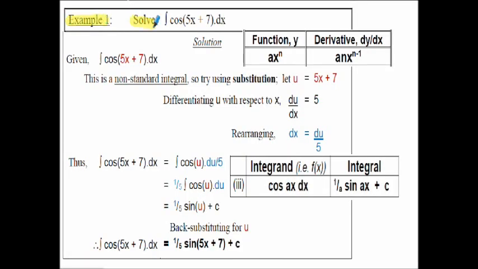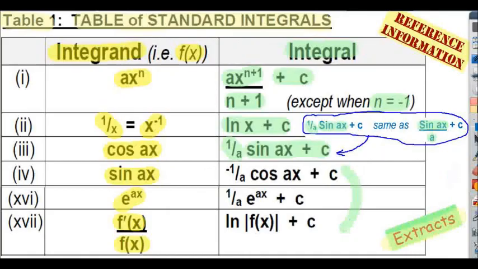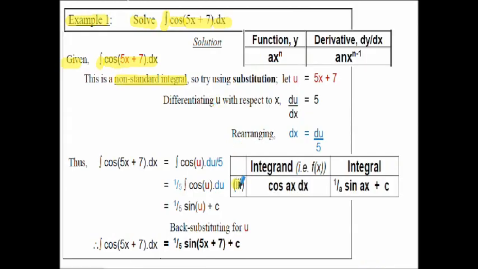Example 1. We're asked to solve the integral of cos of 5x plus 7 with respect to x. Now, given the integral shown in the question, we see that this is not a standard form, because we do not have a cos of ax plus b format in our standard integral table. The closest we have in the table on the previous slides is the integrand, the function of x, cos ax integrated with respect to x. So obviously this is not a standard form. So we're going to try and use the substitution method to make this integral into standard form, from where we can use our standard tables to solve the problem.